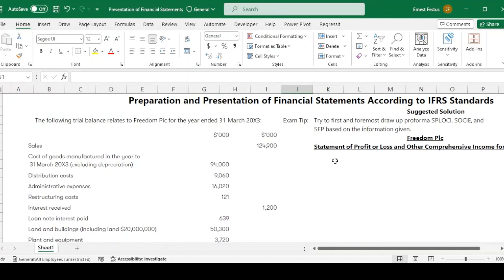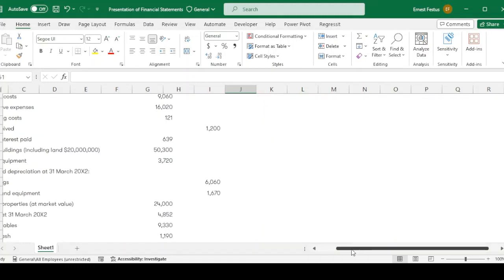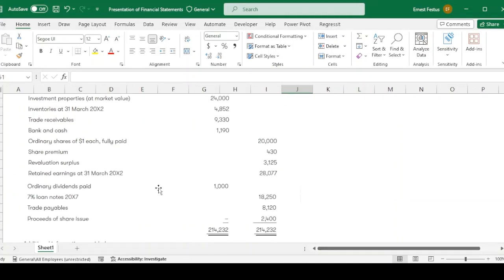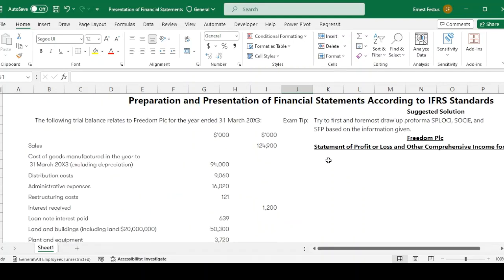Now, when it comes to solving a set of financial statements or published financial statements, it is always advisable that after reading the question, you quickly draw a pro forma financial statement. So based on the information you are given, you use the items in the question to draw a pro forma financial statement. So this is what I mean. After reading the question, you know some of the items, or you have come across all of the items. And so what you have to do is draw up a pro forma financial statement.